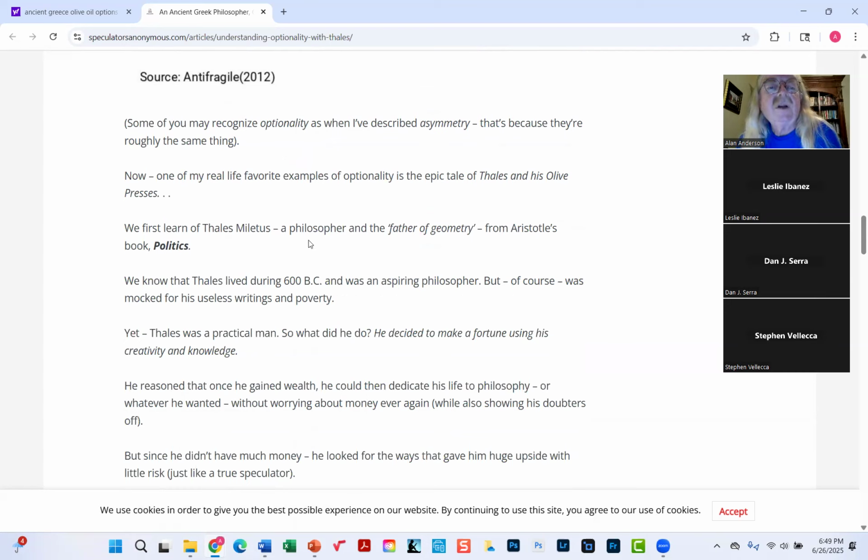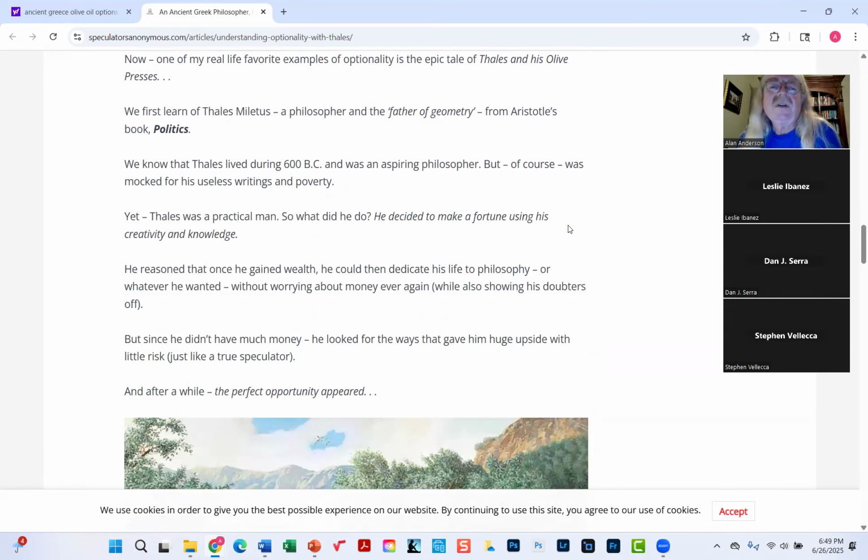Oh, I didn't see that part. He wasn't just a philosopher; he was a mathematician as well. According to Aristotle, he was the father of geometry. But in those days, the Greeks considered geometry to be part of philosophy, and it was all interrelated to each other.